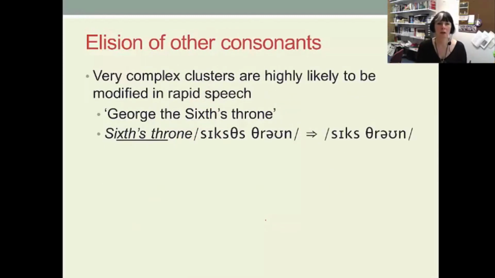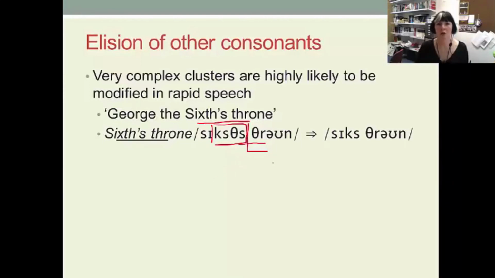That's the rule. If we have very, very complex clusters, they're also likely to be modified in rapid speech. Here's an example, and I'm looking at this group here. "George the Sixth's". It's actually very, very difficult to say this. I need the consonants at the beginning of this word because consonants that occur at the beginnings of words are very important for lexical retrieval, so I can't lose any of these here. But I've got this big group of 4 consonants here. I can get rid of some of them.